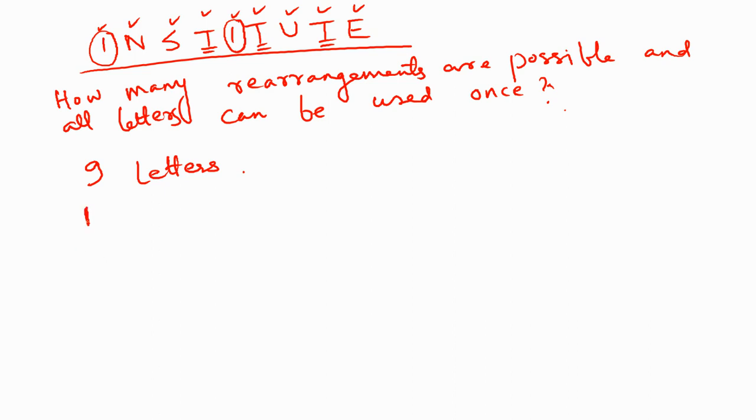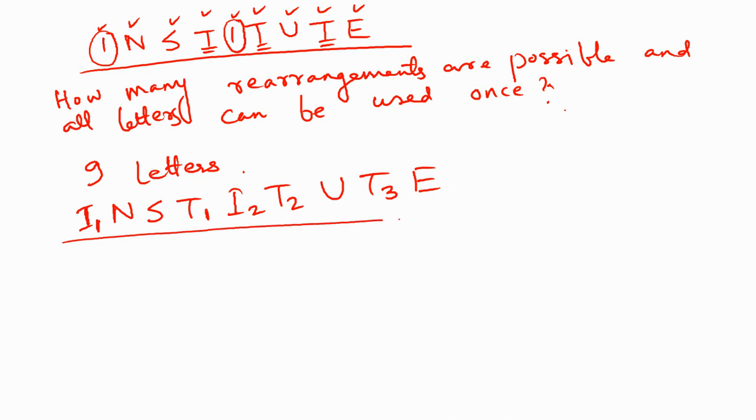Let's say both the I's are different and all the three T's are different. So I will consider the first I as I1 and the first T as T1, the next I as I2, the next T as T2, the third T as T3. So we have this word institute. Let's consider everything as different.